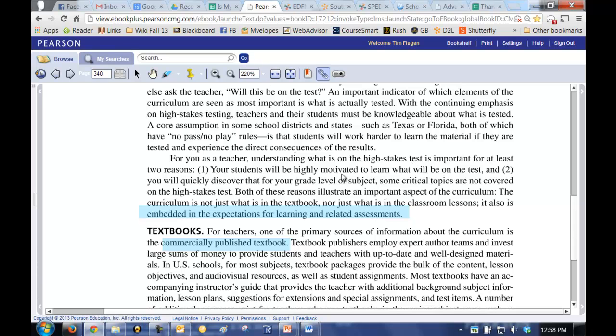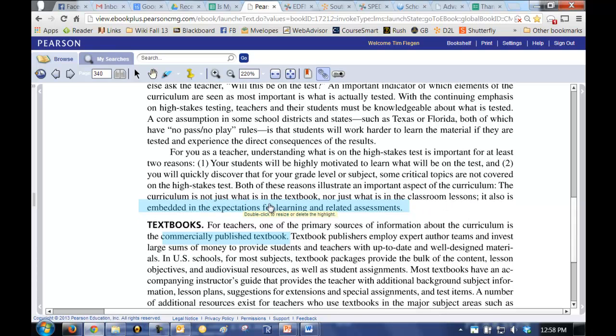Your students will be highly motivated to learn, and you'll quickly discover that your grade level criteria are not all covered in high stakes tests. That's one of the criticisms of high stakes tests: they don't cover all the important things. They can't. It's not big enough. Both these reasons illustrate an important aspect of the curriculum. Curriculum is not just what's in the textbook, nor just the classroom lessons. It also embeds expectations for learning and related assessments.